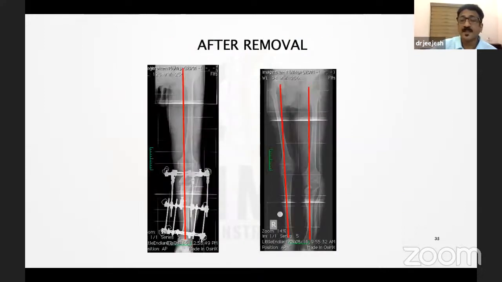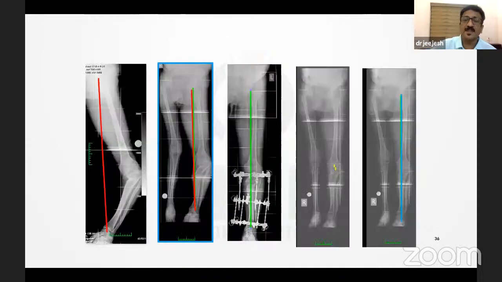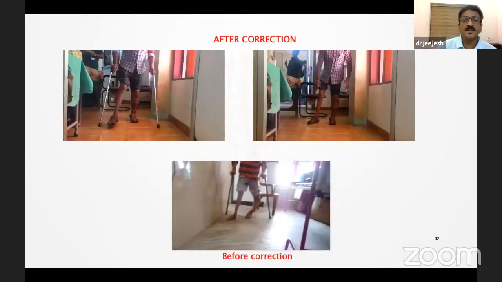And here the mechanical axis is a little medial because of the joint subluxation, as I already told. As you can see here, there is mild subluxation, but that 1.5 centimeter is reduced to less than around 0.5 centimeter. And this is after full correction.